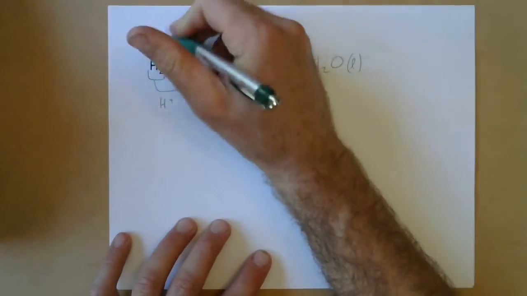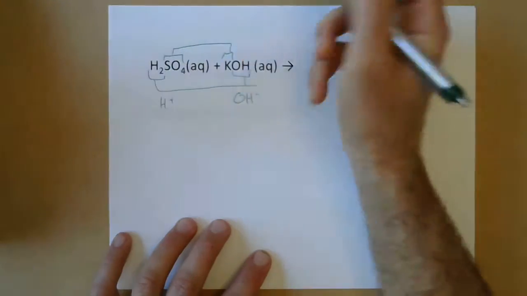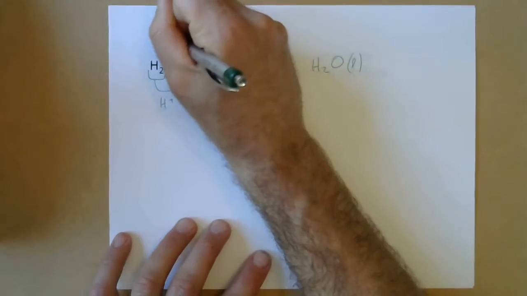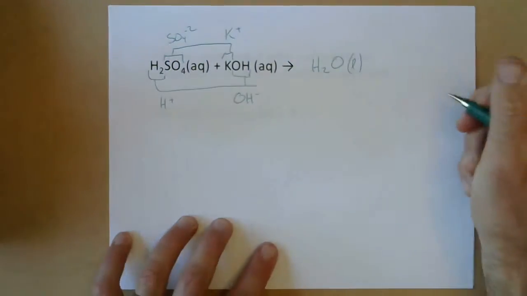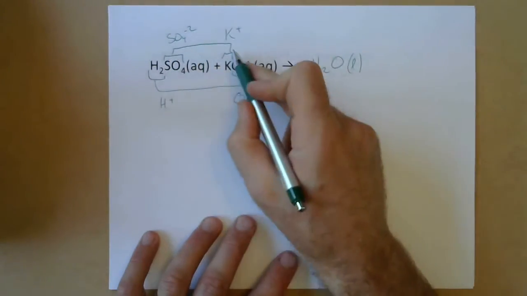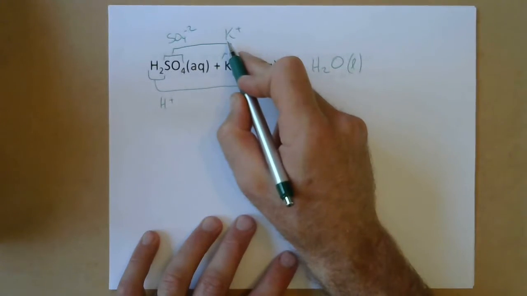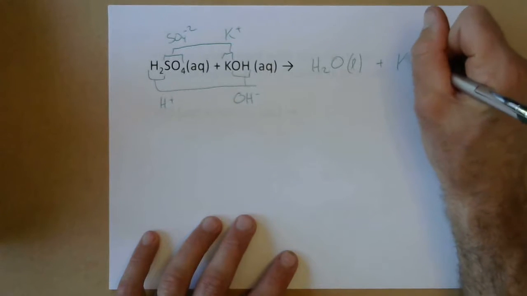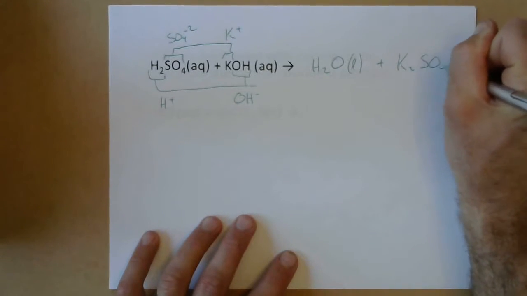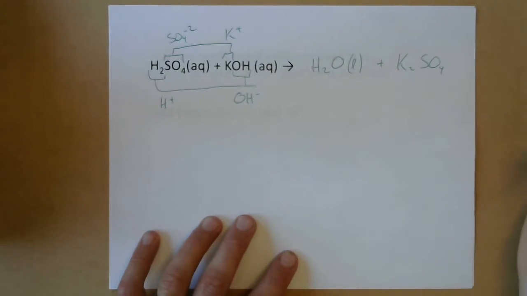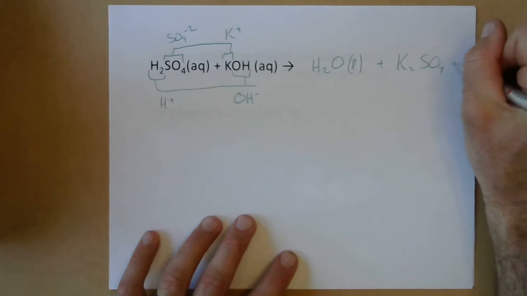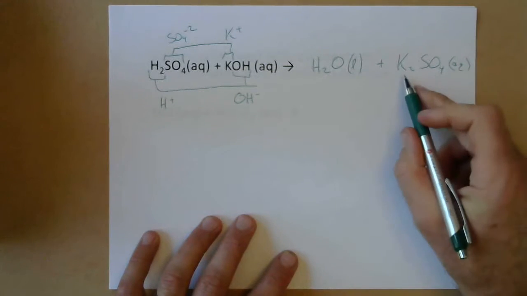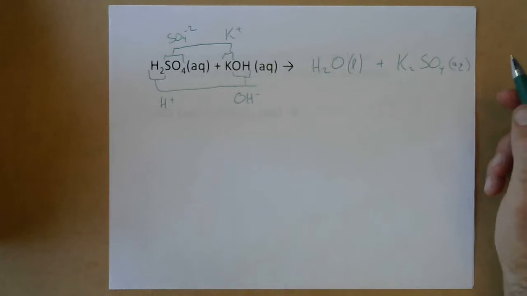And then the potassium is going to pair with the sulfate. So potassium is a +1 charge, sulfate is a -2 charge. So when we put these together, the cation should go first and the anion second. So it's going to be K2SO4. We need two potassiums to pair up with each sulfate. That's going to be aqueous. We have an alkali metal involved, so we know it's going to be very soluble.